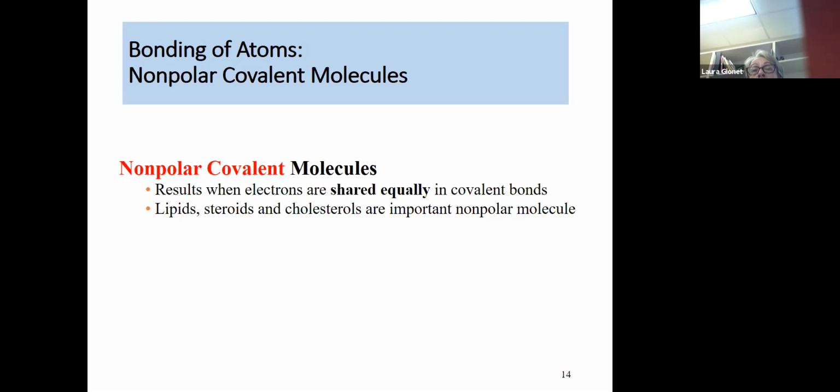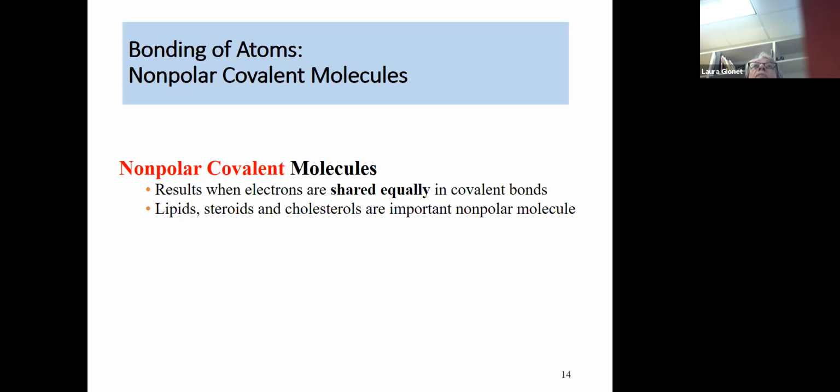Nonpolar covalent molecules means that you have equal sharing of electrons. The electrons don't get pulled and reside more at one end of the molecule than the other. So therefore, you do not have a charge distribution, positive and negative ends. It's more neutral around it. Right? So when we have equal sharing, we are considered nonpolar because there's no polarity of charge.